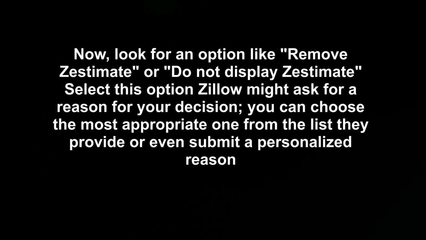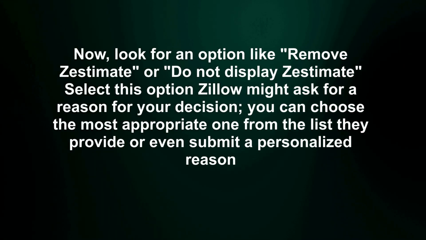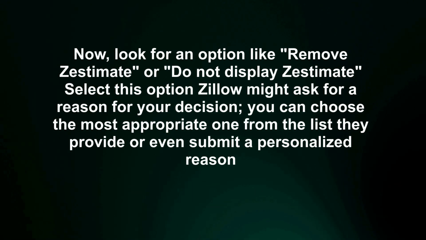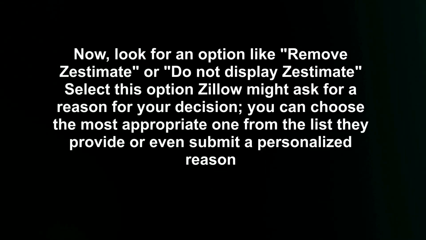Now, look for an option like Remove Zestimate or Do Not Display Zestimate. Select this option. Zillow might ask for a reason for your decision. You can choose the most appropriate one from the list they provide, or even submit a personalized reason.